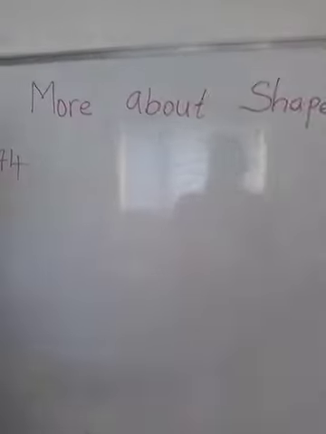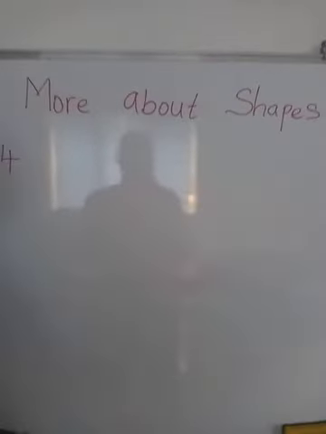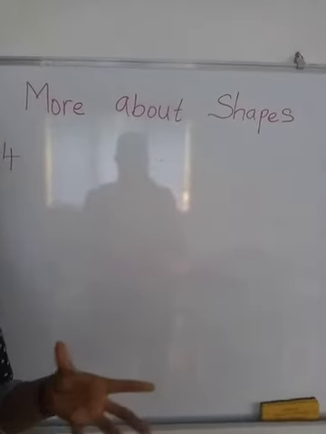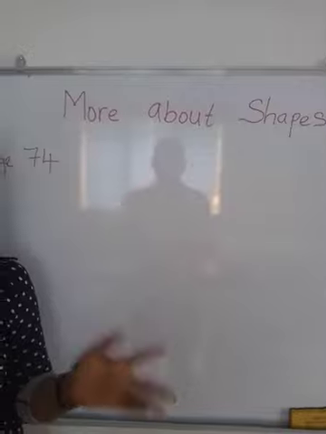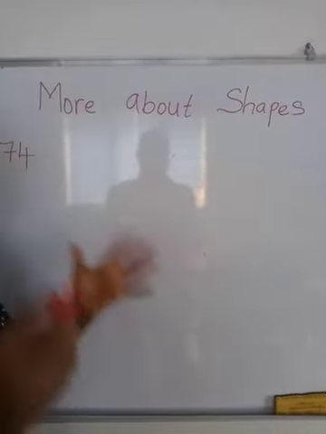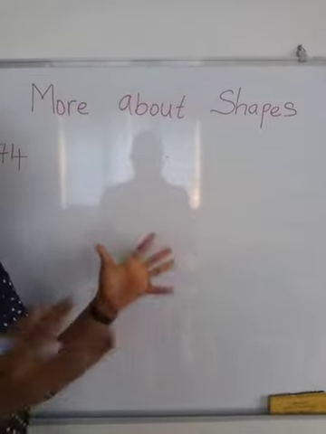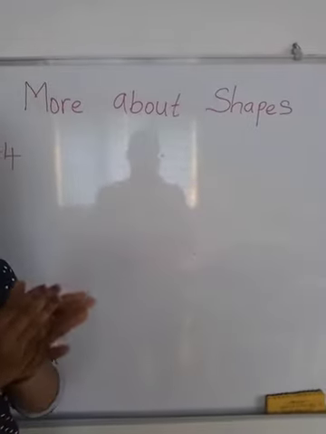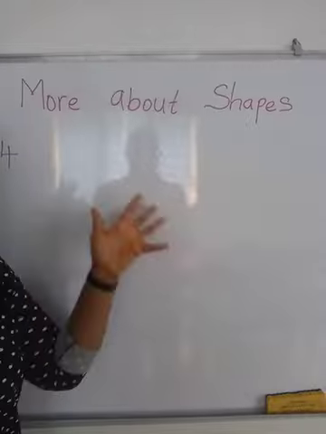Alright, today we're going to be discussing more about shapes. So you see, most shapes can be symmetrical. And what do we mean by symmetrical? Symmetrical means having the same things or the same sizes when you divide a shape into two equal parts.